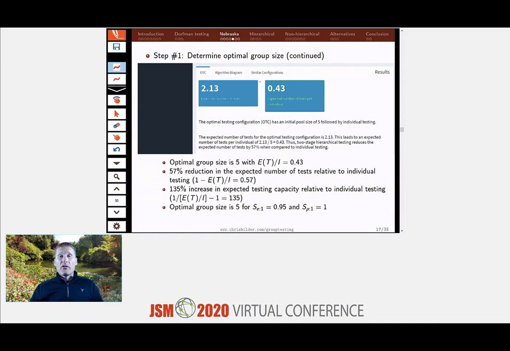Now, if one were to also use a sensitivity of 0.95 for this particular case, one also gets the same optimal group size.